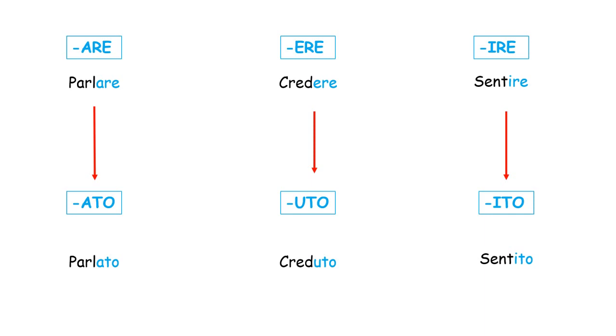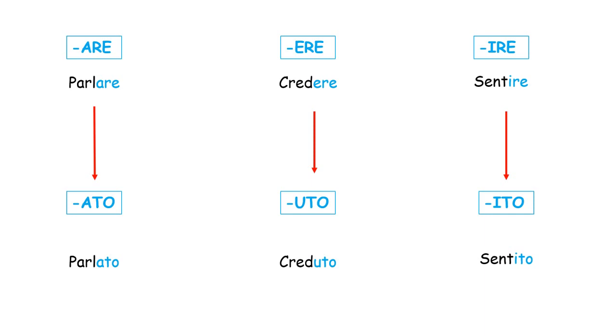So if you have a verb like parlare, you remove the ending -are and you put -ato. You will have parlato. -ere, remove -ere and put -uto, creduto. Third group, -ire, sentire, sentito.